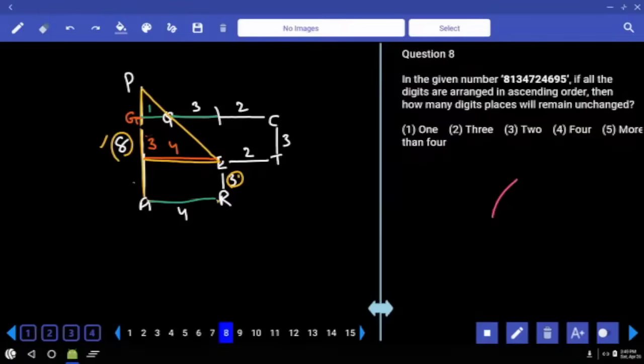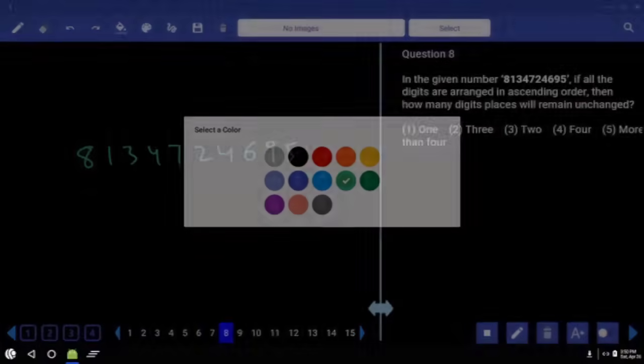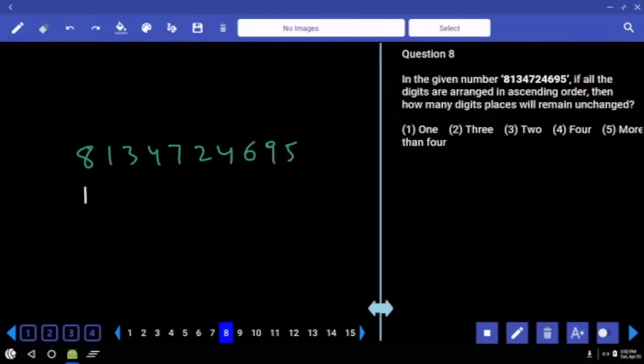Then 8th one. Now in the given number, what is the number we have? 8, 1, 3, 4, 7 and 2, 4, 6, 9, 5. Now in this, all the digits are arranged in ascending order, then how many digits will remain unchanged? All the digits are arranged in the ascending order. This is 1. Next one is what? 2 and 3. And this is 4, 5.